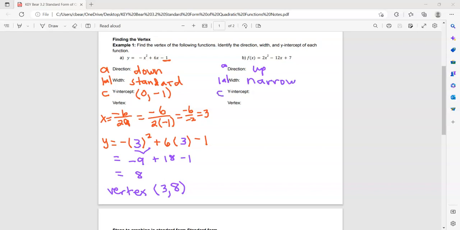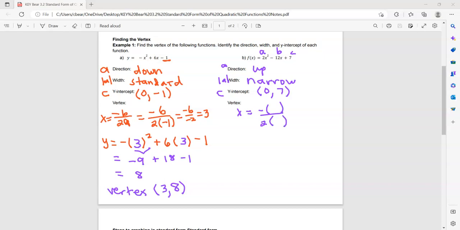For the y-intercept, look at your C value, and it's going to be 7. I should have labeled my A, B, and C so you know what I'm talking about. For the vertex, start with your x-coordinate. So we're going to do negative B value over 2 times the A value.